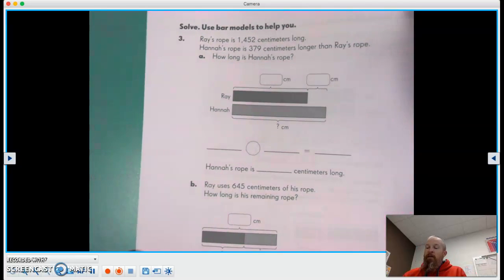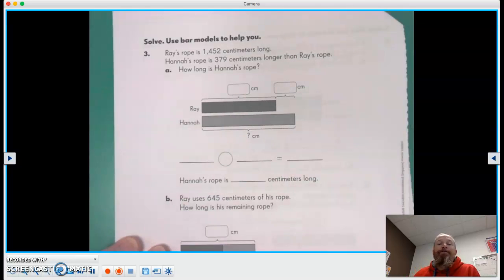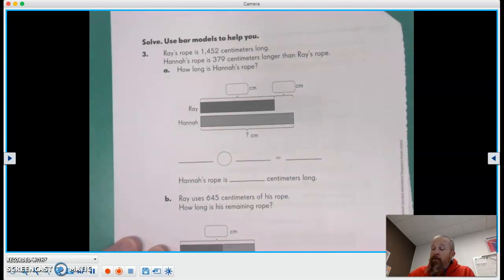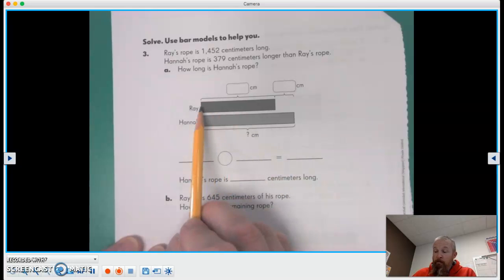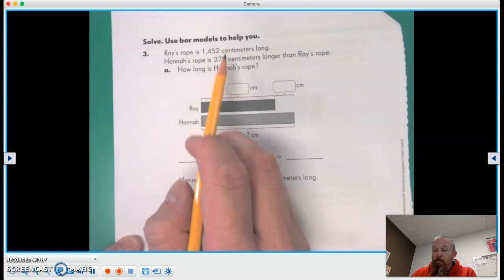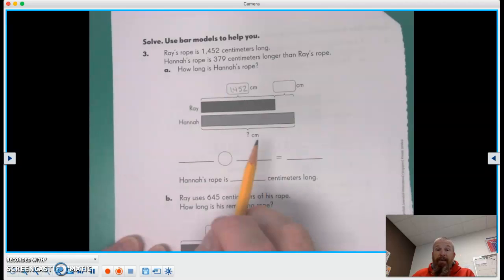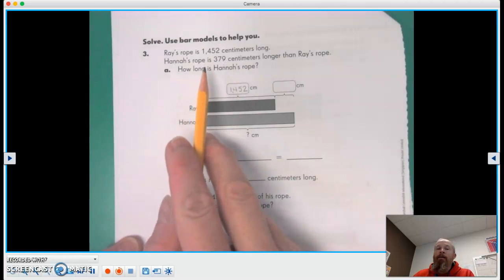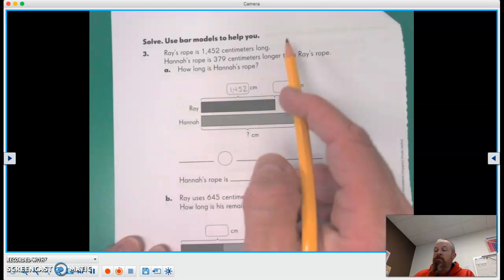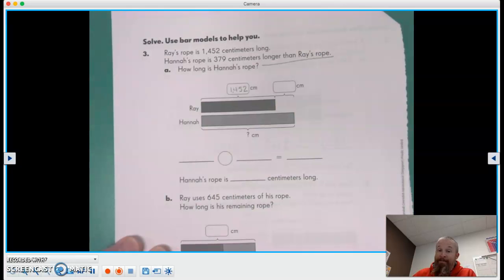Okay. Ray's rope is 1,452 centimeters long. Hannah's rope is 379 centimeters longer than Ray's rope. How long is Hannah's rope? All right, so we know how long Ray's rope is. Ray's rope is 1,452. And we do not know, 379 is not how long Hannah's rope is. That's how much longer than Ray's rope it is.